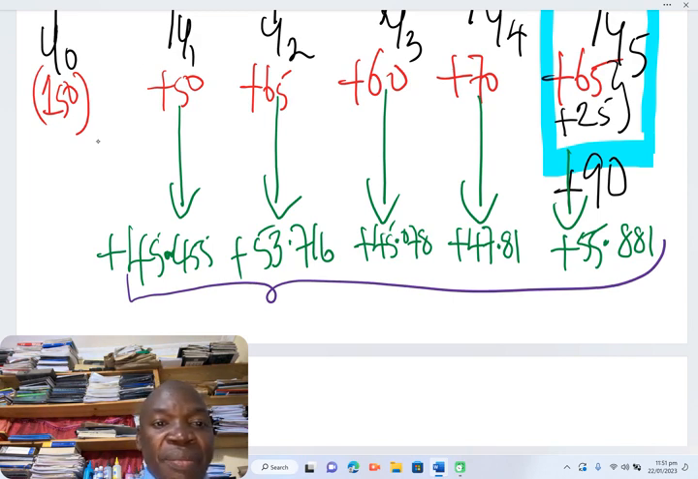And once you sum them, we have 45.455 plus 43.716 plus 45.07578 plus 47.81 plus 55.881.